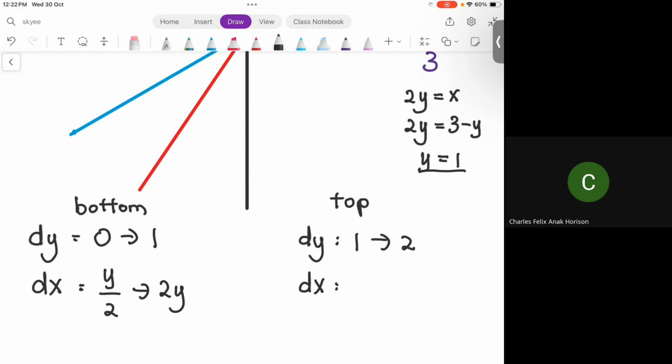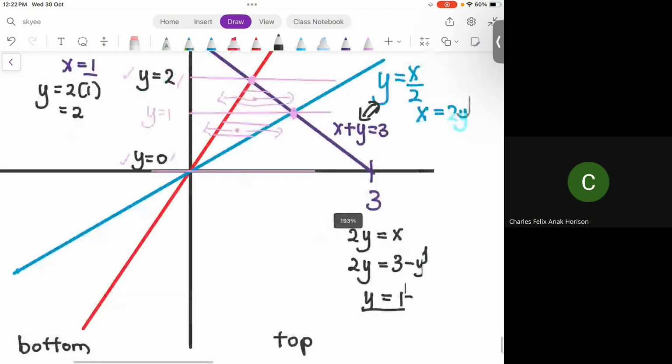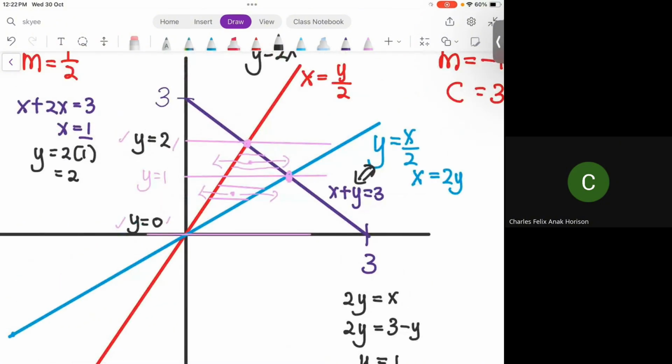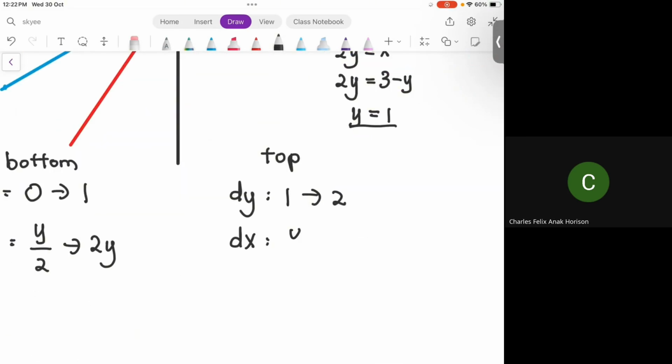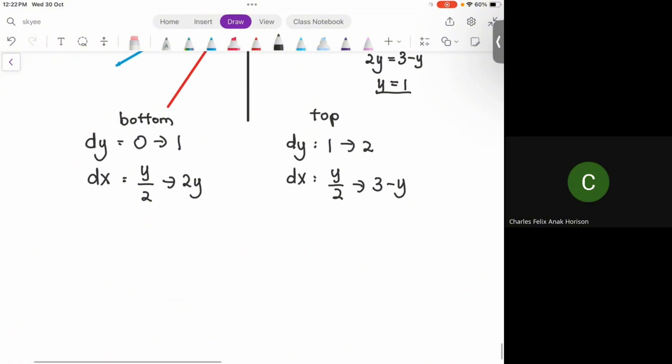Now we define the dx interval for the top. When I look at the right, I saw the red equation, so it will be y over 2. When I look at the left, I saw the purple equation. When I rewrite the purple equation, it will be 3 minus y. So it will be from y over 2 to 3 minus y. Is that clear?